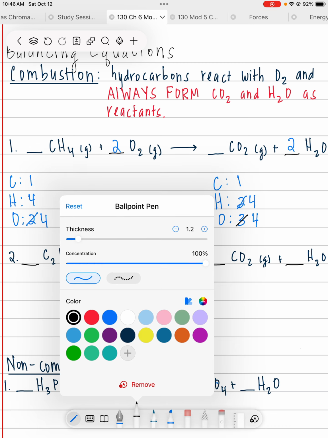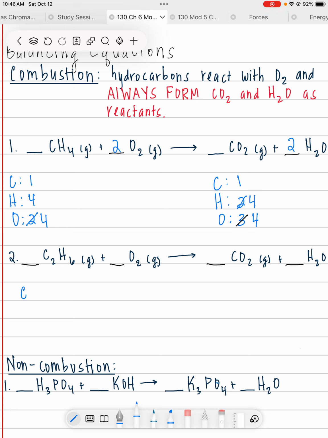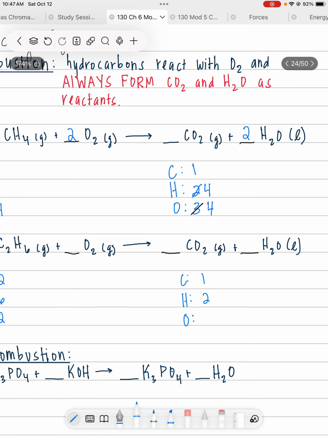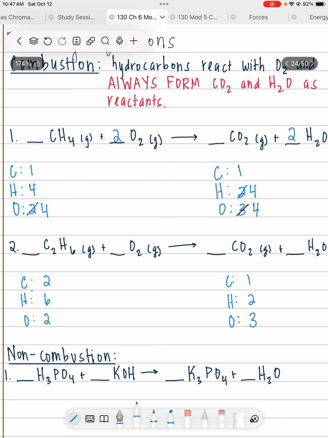Remember chocolate. I'm going to do this in blue. So we want to balance carbon, then hydrogen, then oxygen on both sides. Carbon, hydrogen, and oxygen. All right. We have 2 carbon, 6 hydrogen, and 2 oxygen. So let's start with our carbon first. We have 2 here and 1 here. What can I put here that will change my 1 carbon into 2? Well, 2 times 1 is 2. So now we have 2 carbons.